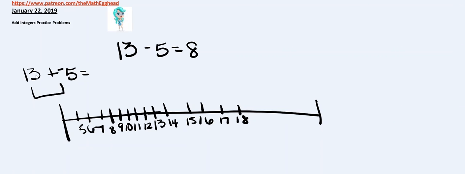So let's start from here. We're starting at positive 13. We're adding, but we're adding a negative number. So you know when you're adding a negative number, you do have to move to the left side of the number line because the number is getting smaller. So it's 1, 2, 3, 4, 5. Positive 8.